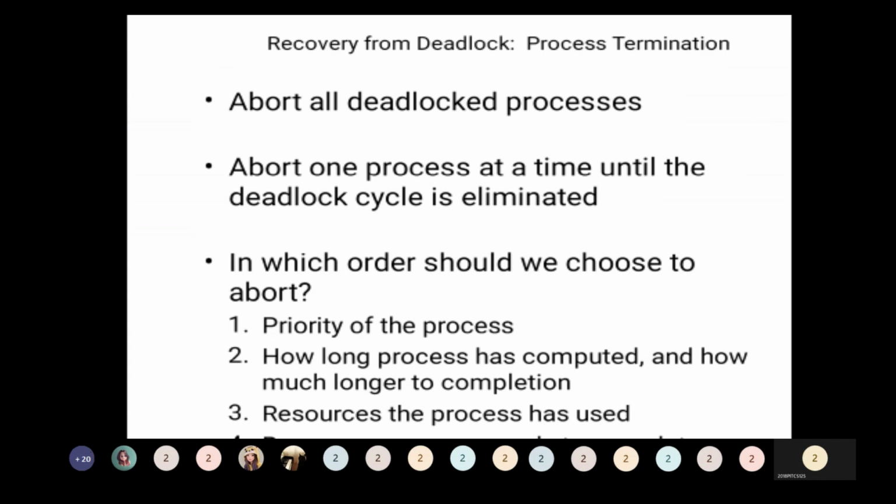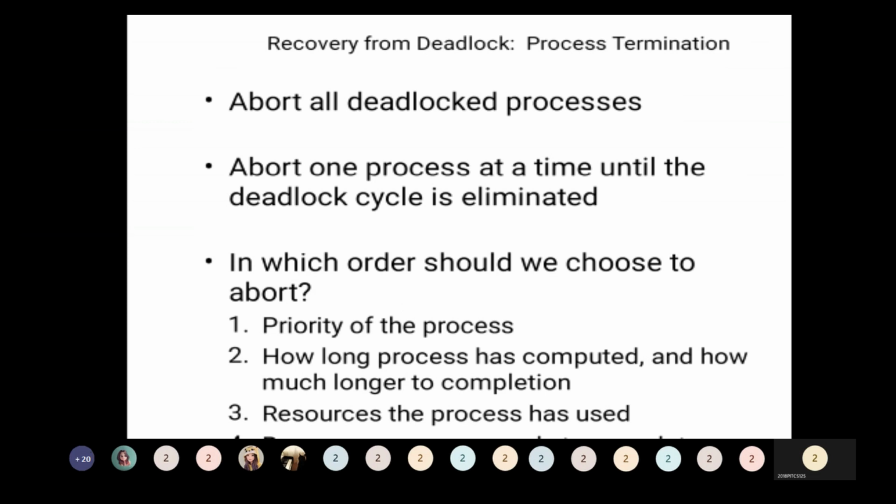Last case, recovery from deadlock. So how to recover from the deadlock once the deadlock has occurred? You have detected the deadlock. The second thing is you have to recover from the deadlock once it has occurred. So how to do that? Abort all deadlocked processes. Abort one process at a time until the deadlock cycle is eliminated. Either abort all the deadlocked processes or abort only one process at a time to avoid the deadlock.